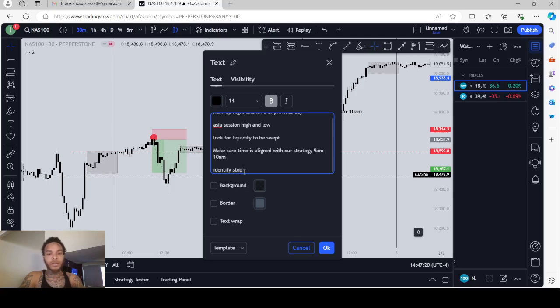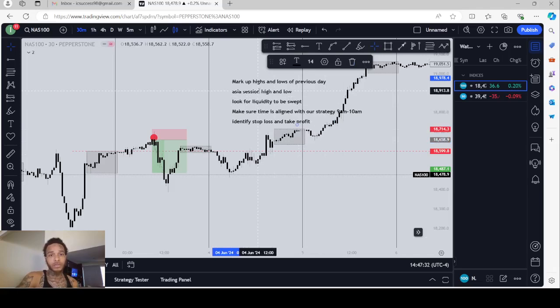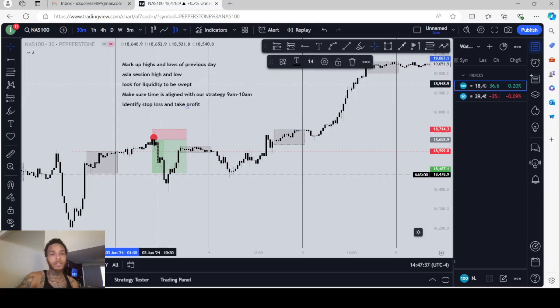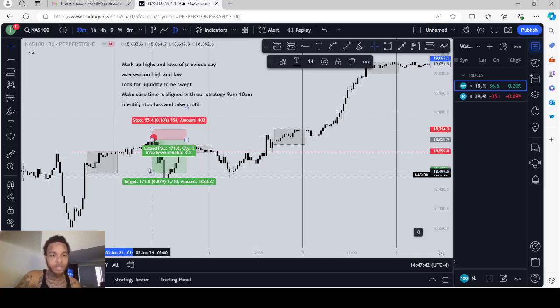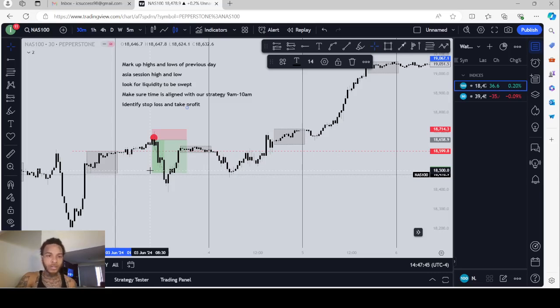Identify stop loss and take profit. That's really it. That's what you're looking for. Every day, this is what you're coming to do in the market. It's not that hard. It's not rocket science. It's just patience. It's a plan, patience, and execution. That's all you gotta do. You gotta have a plan. You gotta have patience, and you gotta have the kahunas to execute. You got that, you will be successful. You know what I mean, you're gonna do your thing.